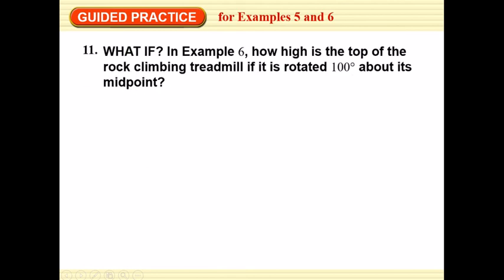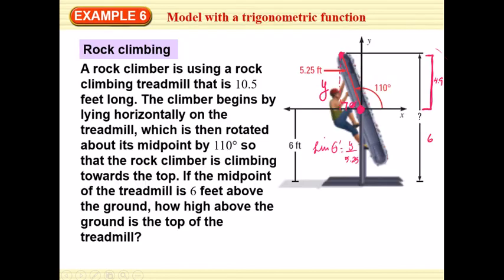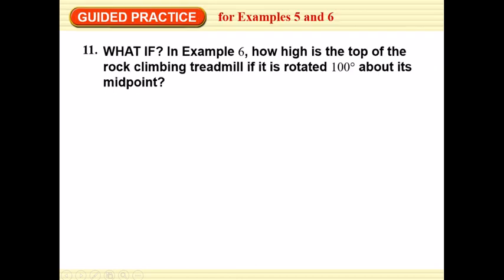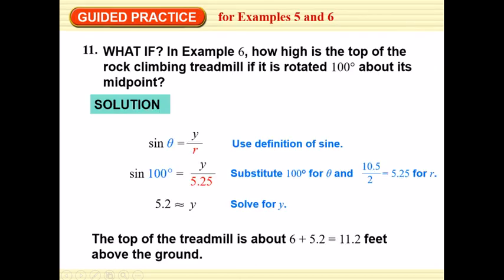Alright, what if in example 6, how high is the top of the rock climbing treadmill if it's rotated 100 degrees instead of 110? If I go back, if it's rotated 100 degrees, I assume it's going to be a little bit higher. I don't know, once you find out. And if you do all of the math correctly, it is going to be 11.2 feet. So my guess of it being a little bit higher was correct.